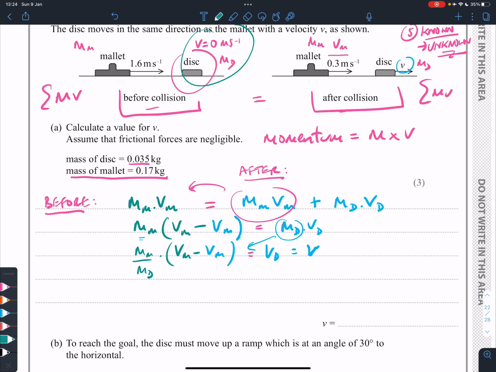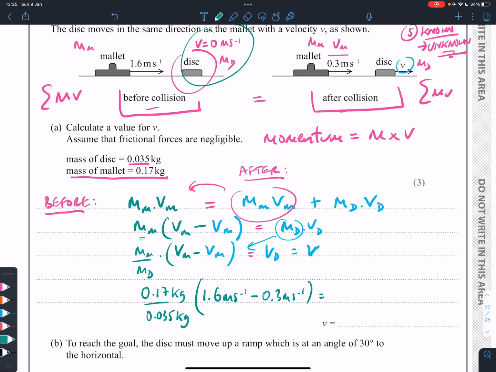So you've actually got the mass of the mallet, 0.17 kilograms, divided by the mass of the disk, 0.035 kilograms. And the velocity of the mallet is 1.6 meters per second, minus the new velocity of the mallet is 0.3 meters per second. That's it. Okay, let's slap in our calculator and work this out.